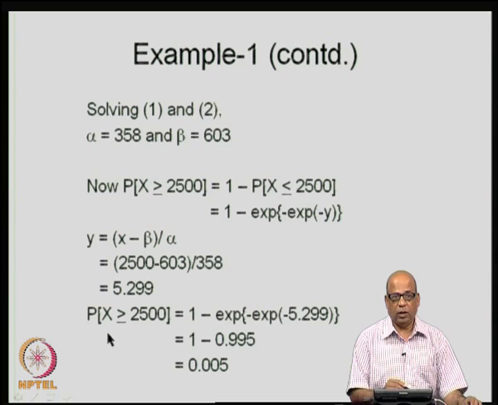So, we write probability of x being greater than or equal to 2500 as equal to 1 minus e to the power minus e to the power minus y, which is 1 minus e to the power minus e to the power minus 5.299. So, this turns out to be 0.005, that is, probability that x being greater than or equal to 2500 will be 0.005, which is a fairly low probability.